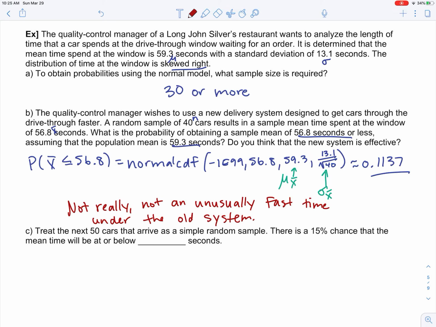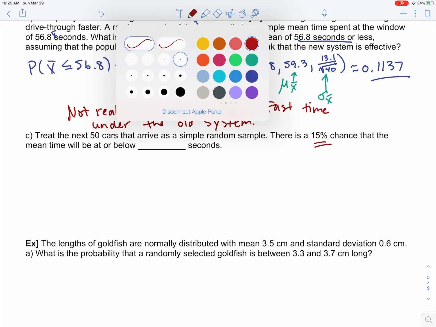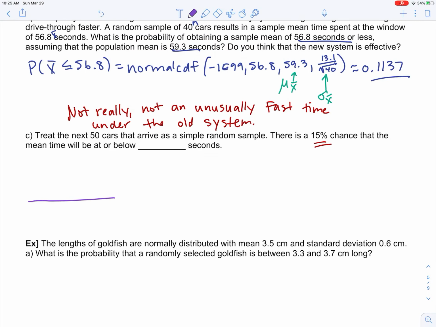Okay. Let's look at part B. Treat the next 50 cars that arrive as a simple random sample. There's a 15% chance that the mean time will be at or below blank seconds. So we are looking at a proportion here. If we draw a picture of our normal curve, they want us to find basically where's the cutoff for the lower 15%. So if we shade it here, the area here would be 0.15.